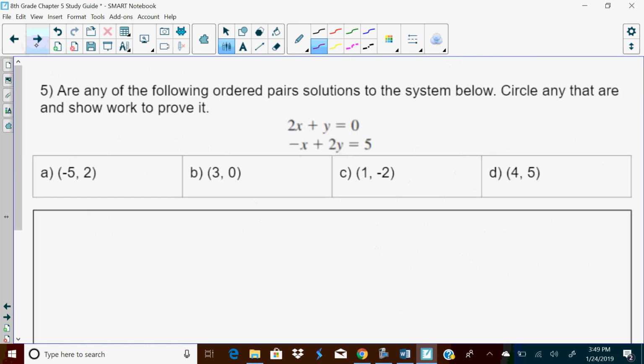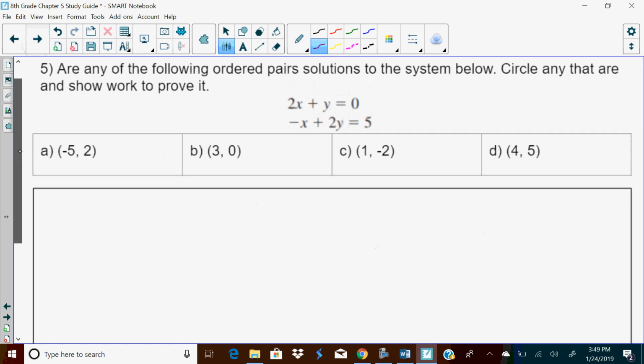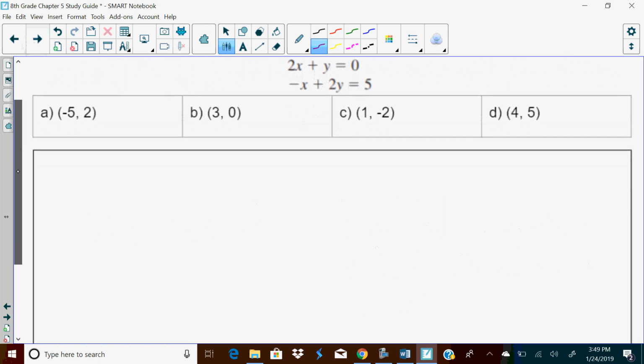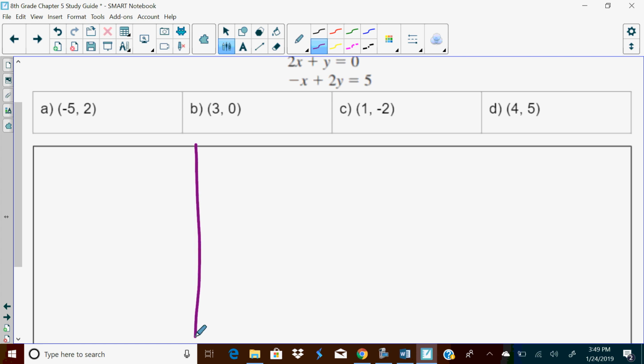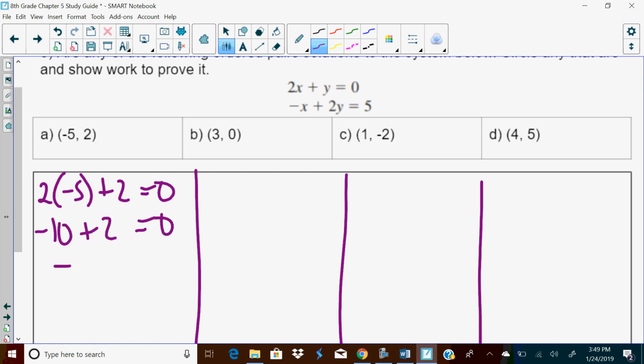The last column, it says, are any of the following ordered pairs solutions to the system? Circle any that are and show your work to prove. So in order to do this, I actually just plugged each one into each equation to see if it worked. So for the first one, I'm going to plug in negative 5 and 2. So I get 2 times negative 5 plus 2 equals 0. And I get negative 10, so I get negative 8, which is not equal to 0. So if it doesn't work for the first equation, it won't work for the other. It doesn't matter because it's not a solution.